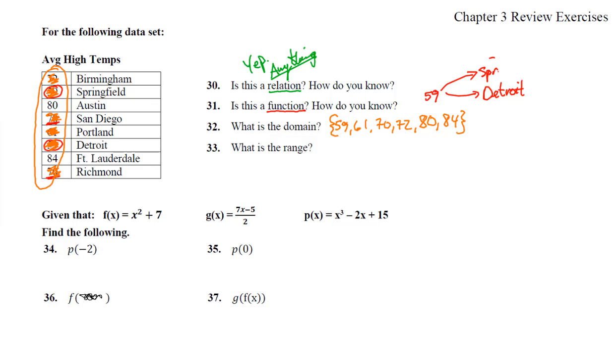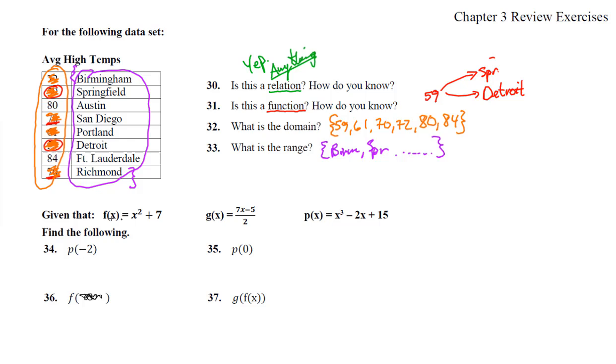What is the range? The range is the second half here. So you'd start writing it out. You've got Birmingham, and then you have Springfield. And so it's just brackets around there, brackets around there. Write that all out, and all those cities is the range. Excellent. All right, number 34.